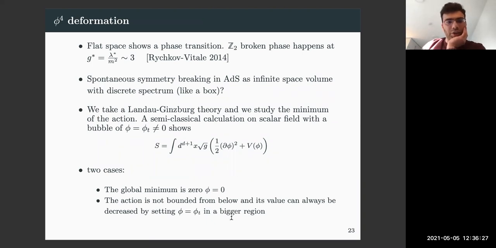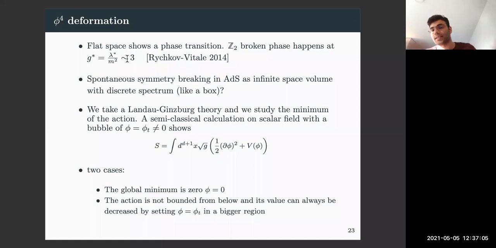So for a phi 4 deformation, what happens in the flat space limit is that we know the Z2 symmetry will break at some coupling when you increase the coupling, and a phase transition happens. In particular, that phase transition happens at some critical coupling around 3. What you see there is that the first excited energy gap will close, and the first excited energy minus the ground state energy becomes 0. The question is: will we see this spontaneous symmetry breaking in AdS?